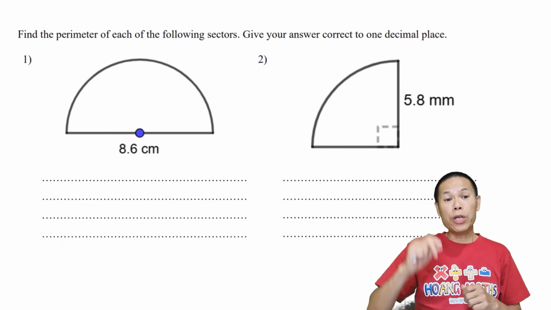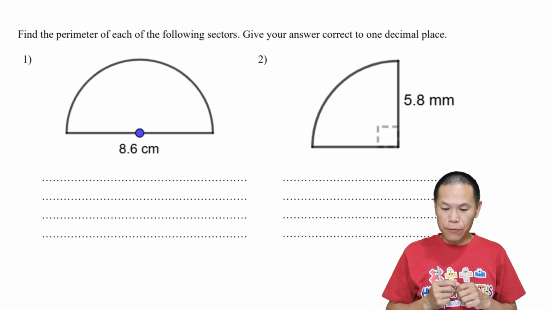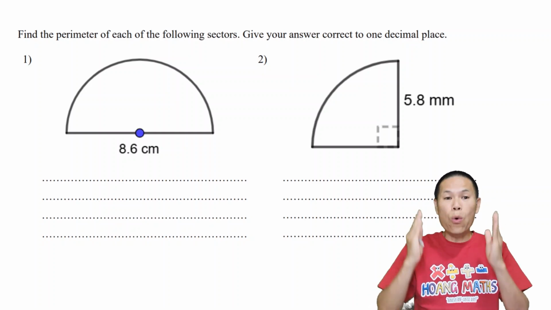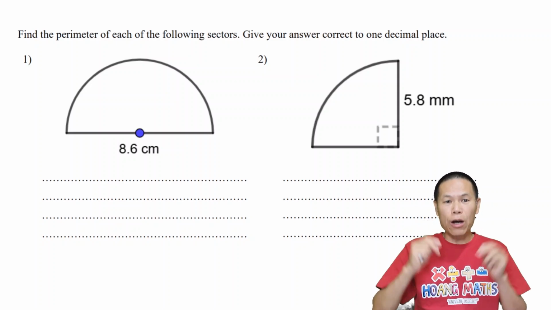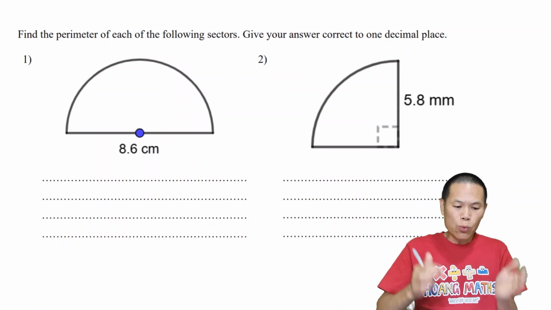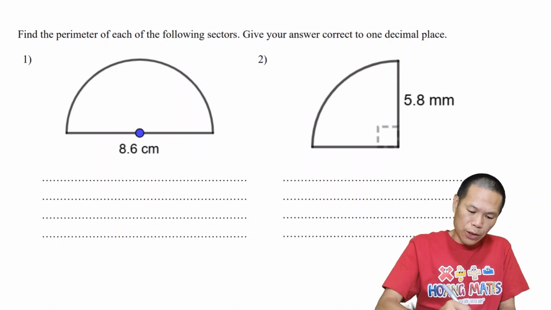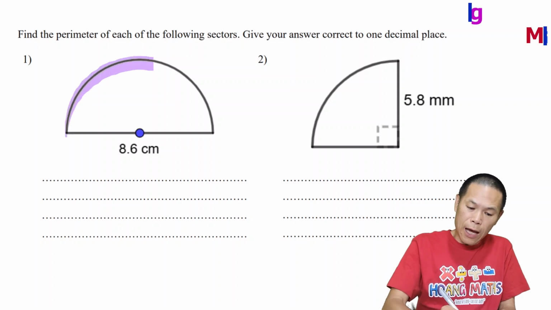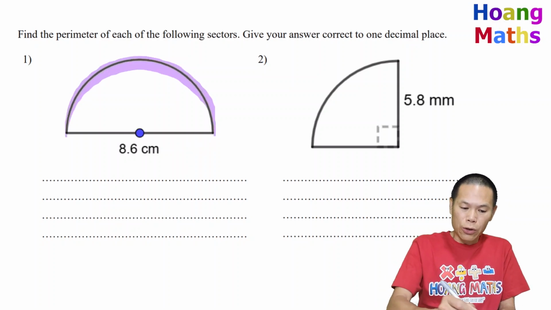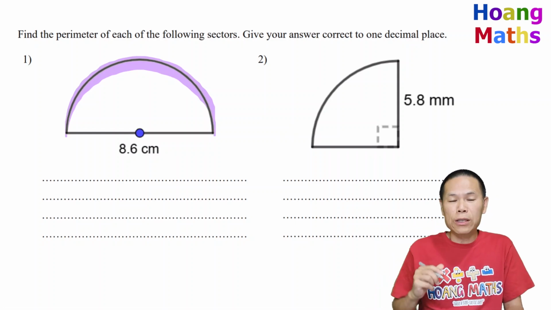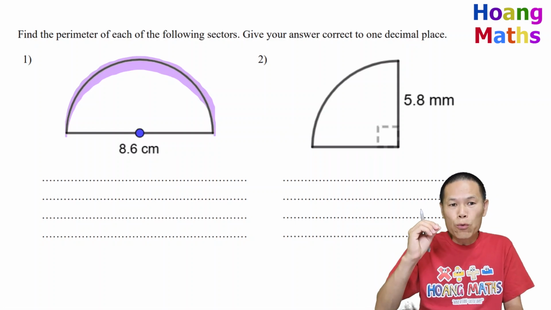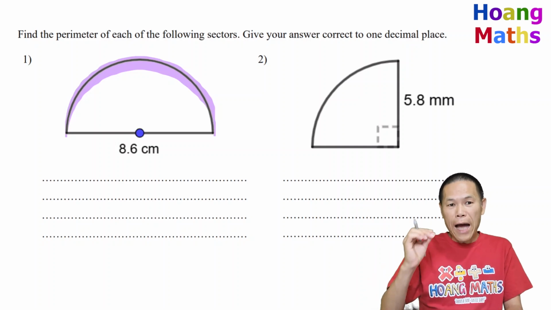First one, we need to calculate the area of these figures correct to one decimal place. So first of all, we know that they are part of circles. So let's just work out the arc length first. That is half of a circle. And we know that the circumference of a circle is 2 pi r or pi d.